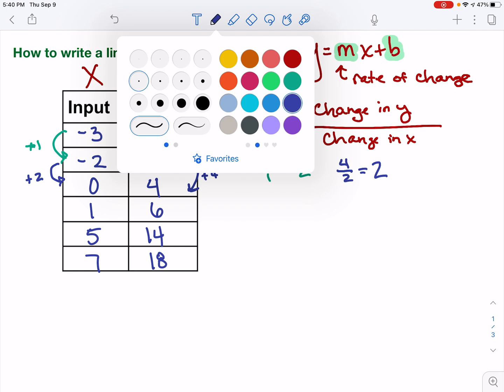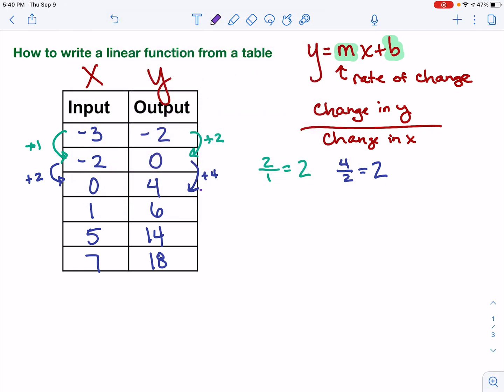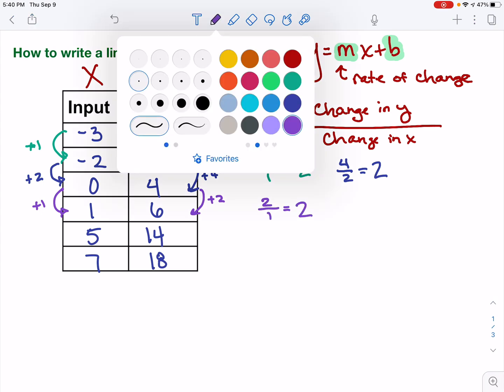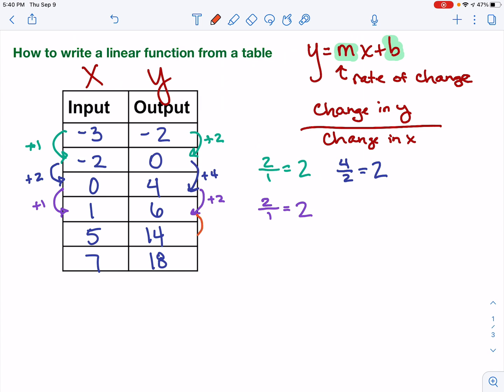Let me try purple this time. If I go from 4 to 6, that's an increase of 2 for my change in y. My change in x is an increase of 1, and 2 divided by 1 is 2. All right, I'll do orange this next time. From 6 to 14, whew, that is an increase of 8. From 1 to 5 over on the x is an increase of 4. 8 divided by 4 equals 2.